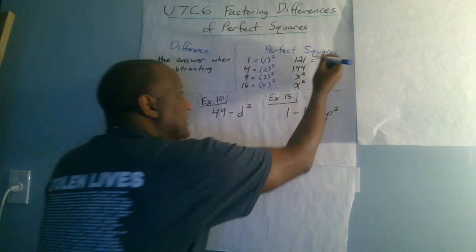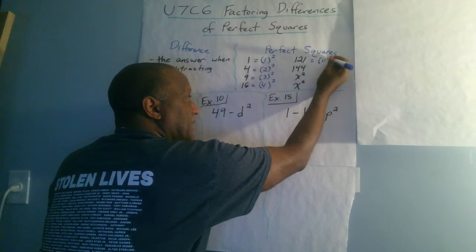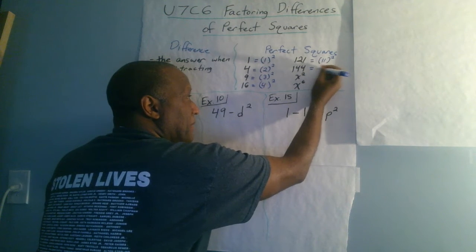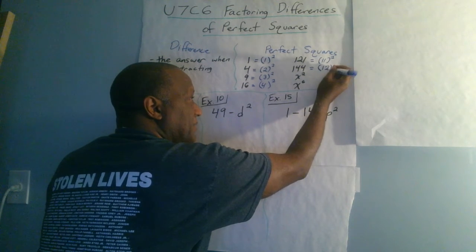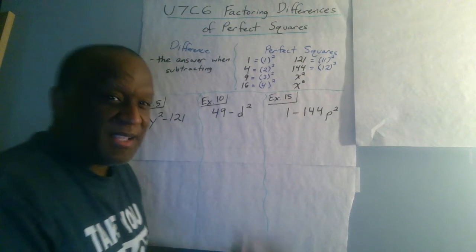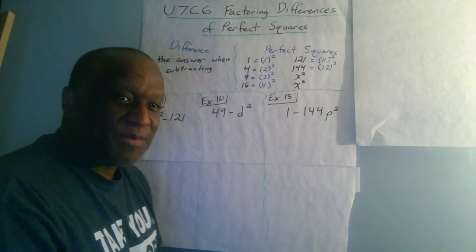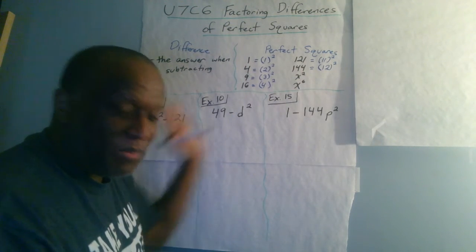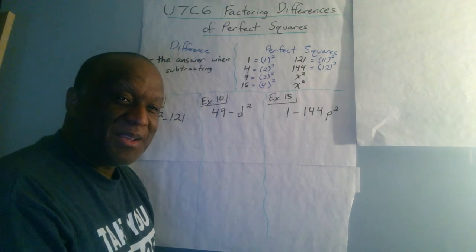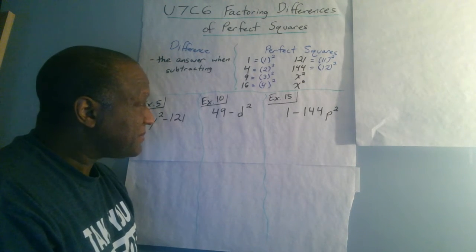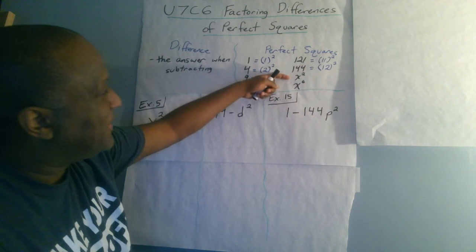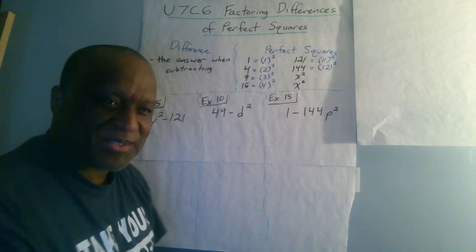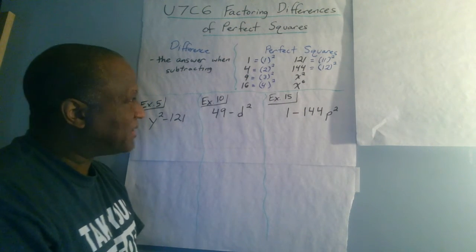121, that's a perfect square because that could be written as 11 squared. 144 can be written as 12 squared. And like I said, this doesn't end. If you multiplied 1 million times itself, you would get a perfect square. But what about this, Brother DeVoe? x squared and x to the 6. Why are they perfect squares?